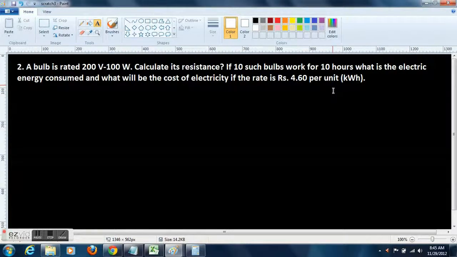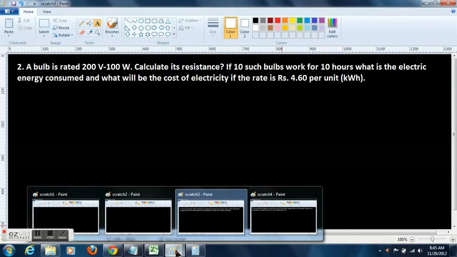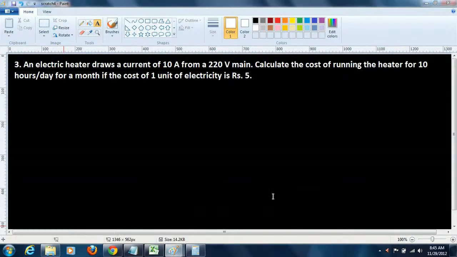So this is the second numerical problem. I will be discussing the third numerical. I will read out the third numerical problem, which is: an electric heater draws a current of 10 ampere from a 220 volt main. Main means power supply. Calculate the cost of running the heater for 10 hours per day for a month if the cost of 1 unit of electricity is rupees 5.